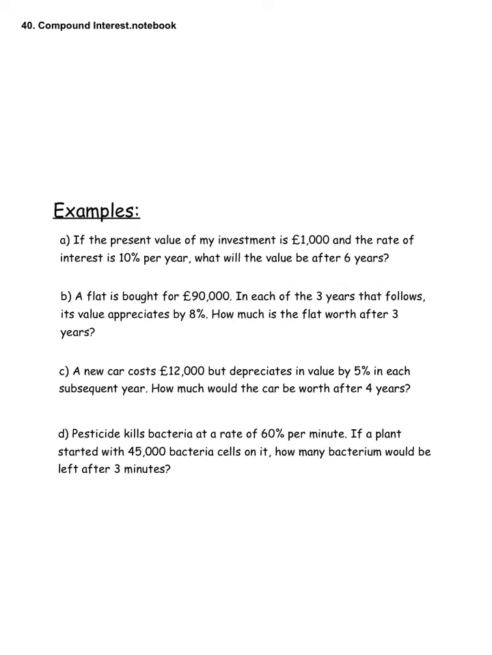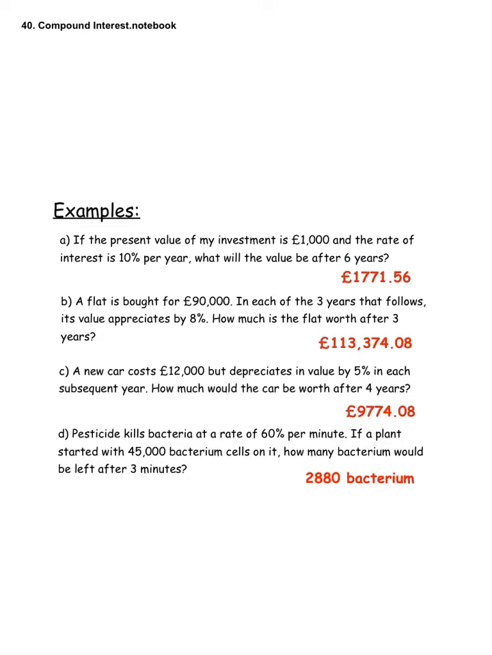Here are 4 examples for you to try out. They're all exam style questions. Pause the video now because I'll give you the answers shortly. For the first one you should have £1,771.56. For the second one you should have £113,374.08. For question C you should have £9,774.08. And for the last one you should have 2,880 bacteria.